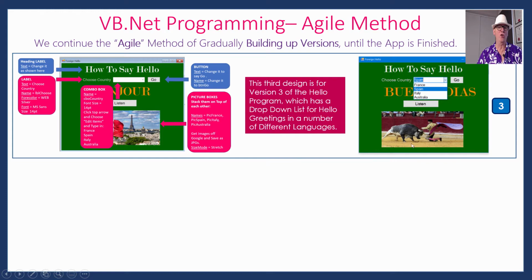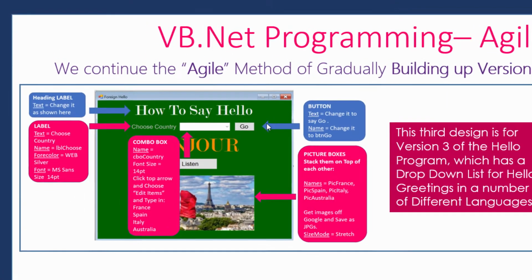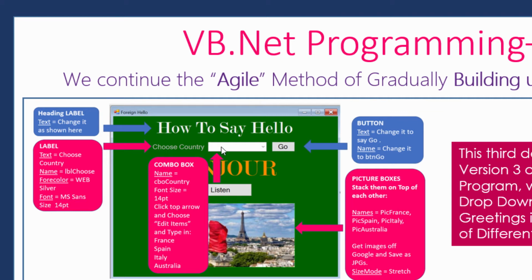Then we get into version 3 where we're going to have the combo box drop down list. So again, we have to update our design here to include the new item. And this one here, you'll be able to pick and click. And we've just chosen 4 countries: France, Spain, Italy, Australia. Now, if you want to do different ones, that's fine. It's just that in the downloads, you won't have the WAV file for that country.